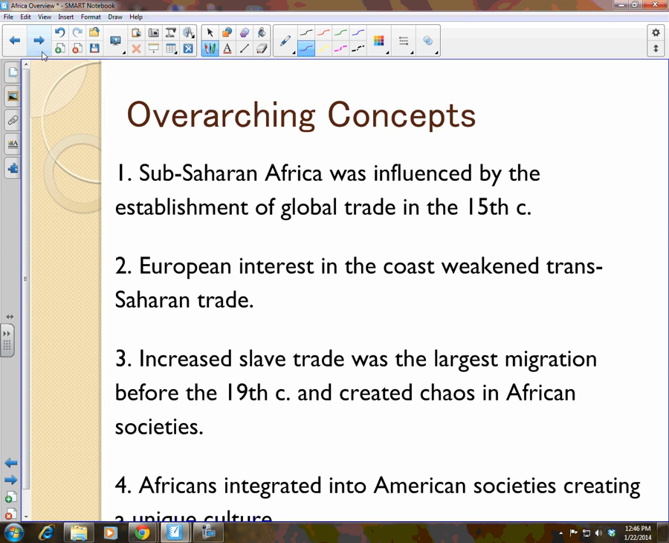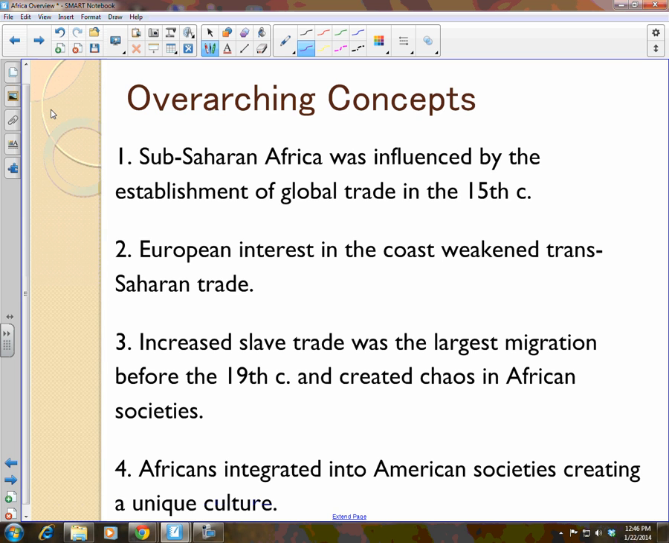There are four main overarching concepts in this chapter. The first is that sub-Saharan Africa was influenced, basically like the rest of the world, by the establishment of the global trading networks during the early modern age. European merchants who were lured by the possibility of trading opportunities and profits increasingly visited the coasts. The rise of these wealthy port cities and powerful coastal kingdoms reduced but didn't eliminate the trans-Saharan trade.